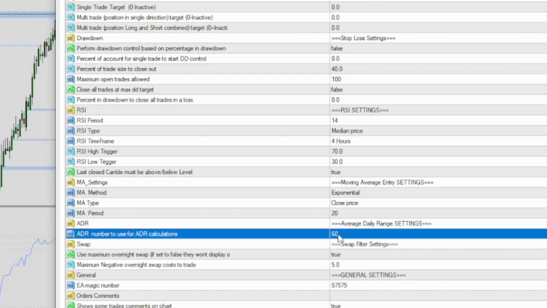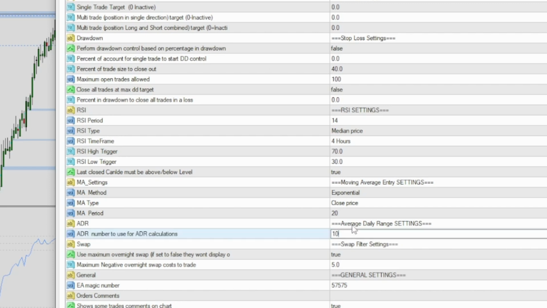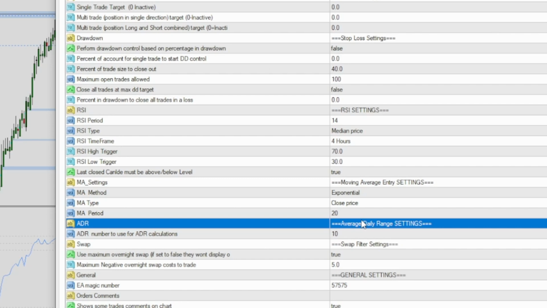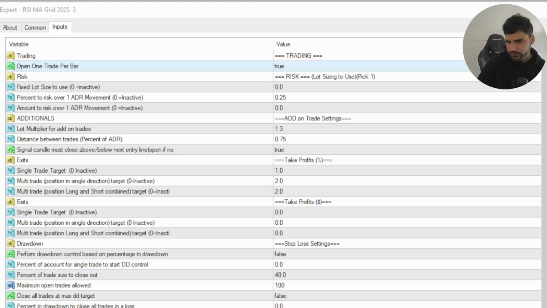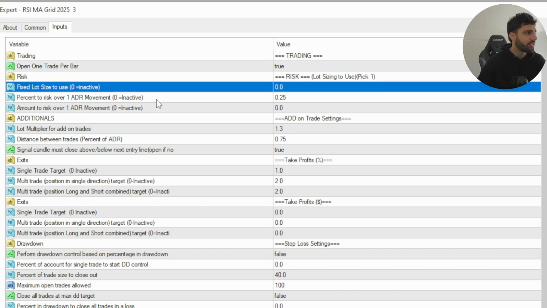So you can look back at the past 60 days, the past 10 days, whatever. Everything is customizable and I'm going to go through them all in this video. Obviously, the first setting we have is to open one trade per bar, which means per candlestick. Whatever chart you have this EA running is whatever moving average cross it's going to look for. First of all, we have our risk settings.